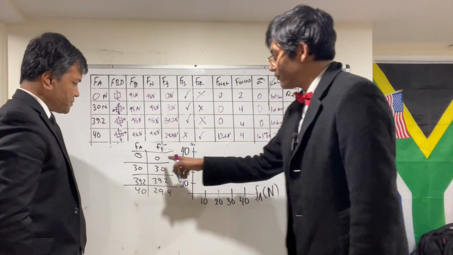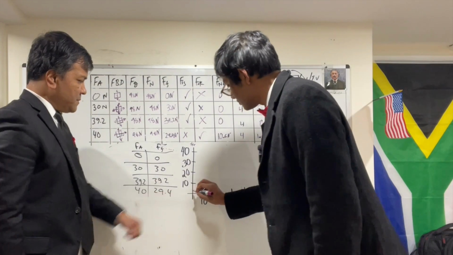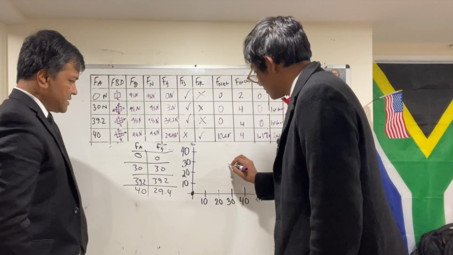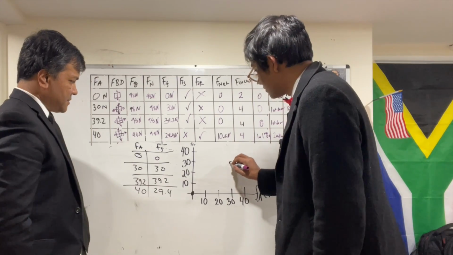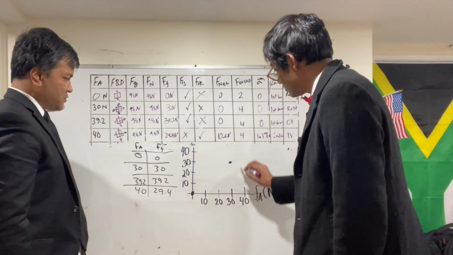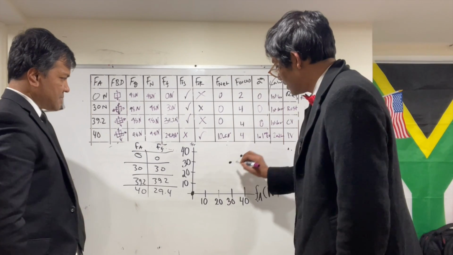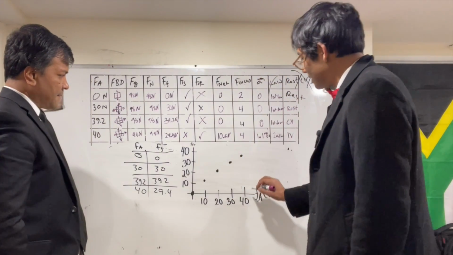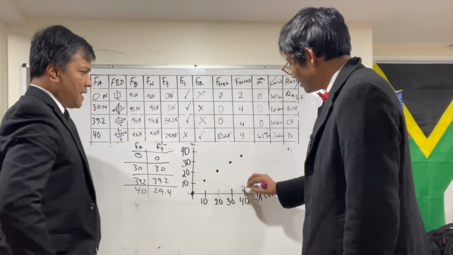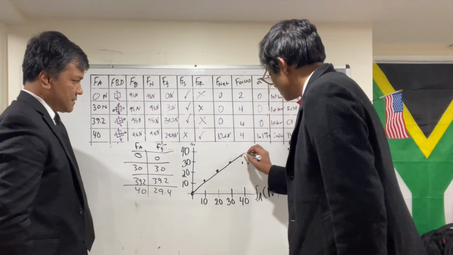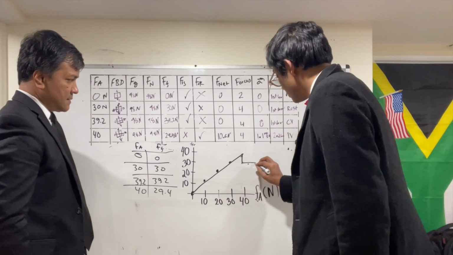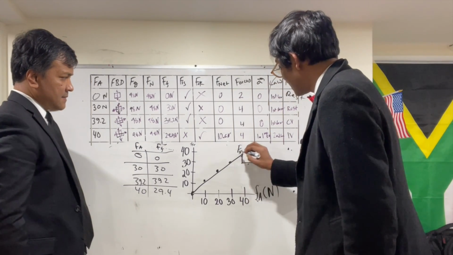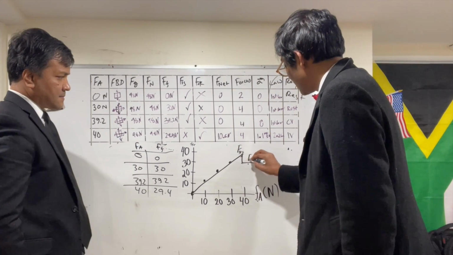So the first point is the origin, 0, 0. Then 30, 30, right here. Yes, we can say 10, 10, 20, 20; we can fill those in also. Then as soon as we get to 40, we connect the dots, and there you go. So this is my maximum static friction and this is my kinetic friction.